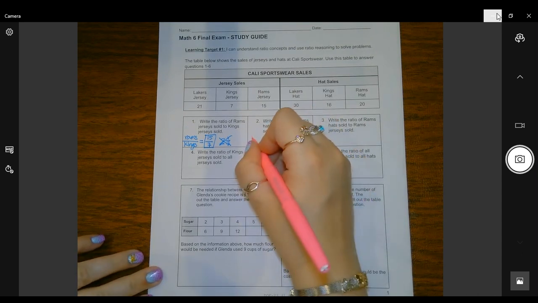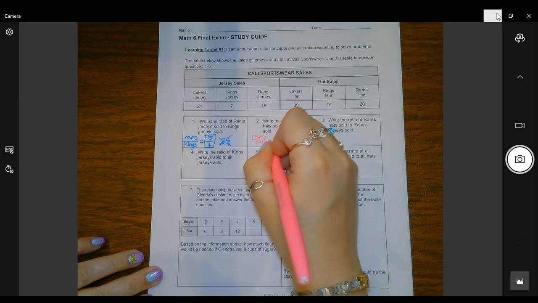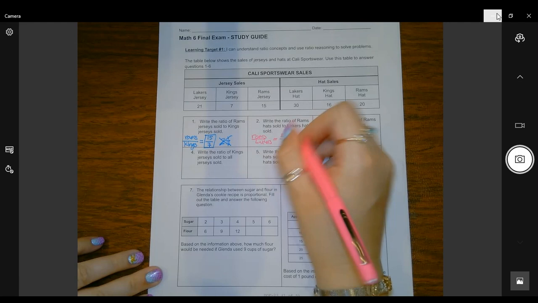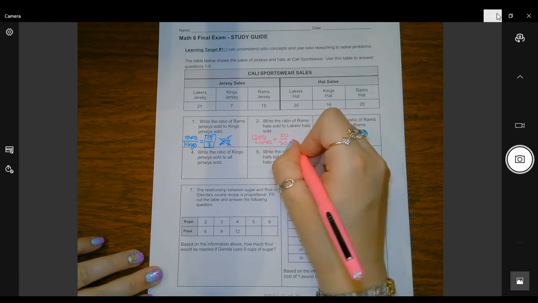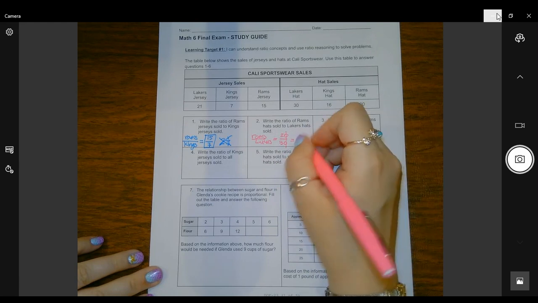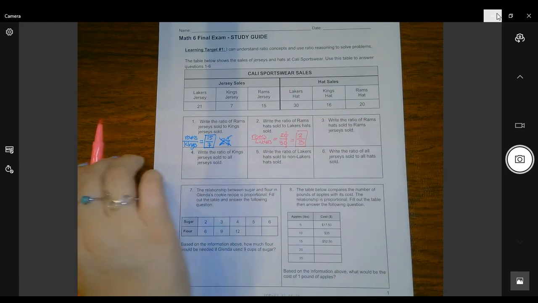Okay, you have Rams hats to Lakers hats. So here's the hats. The Rams hats was 20 and the Lakers hats was 30. Can you reduce that? Yeah, since they both end in 0, you know that 10 could go into both, and then those cancel out, and you just have a 2-to-3 ratio of Rams hats to Lakers hats.